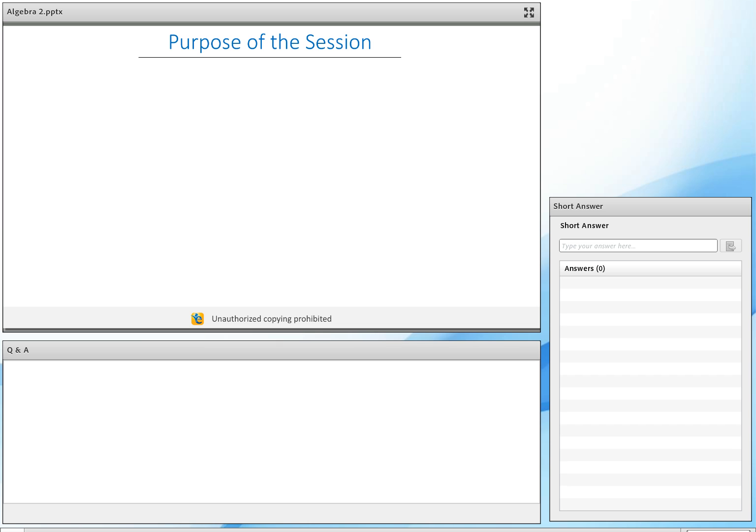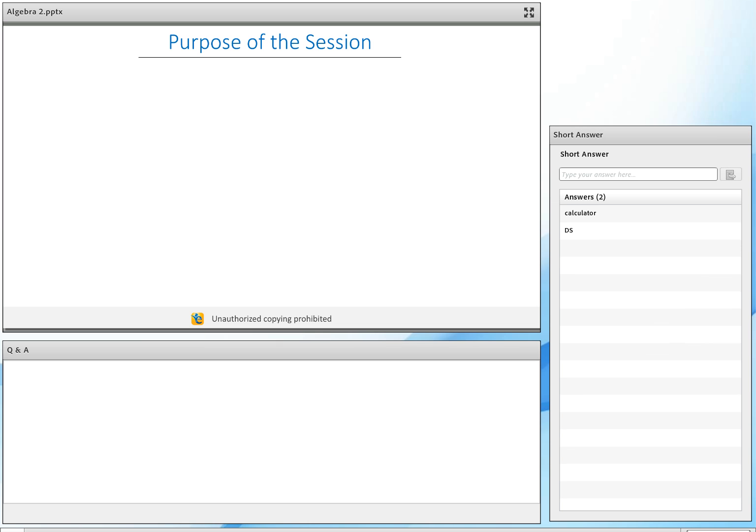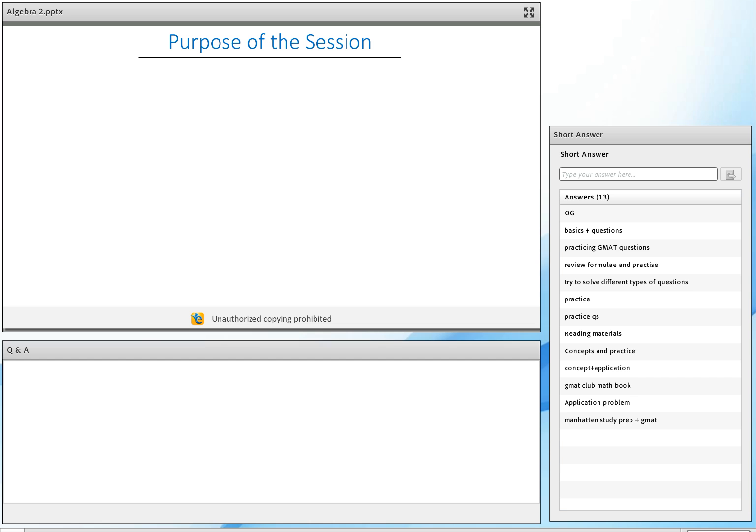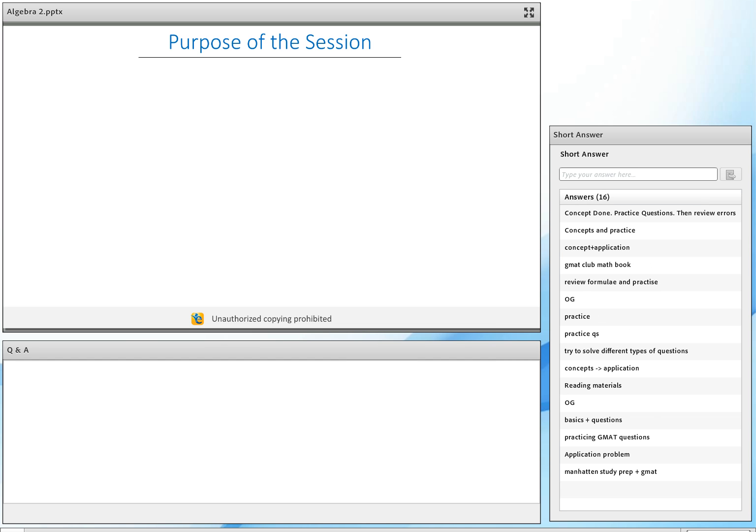Okay, how is it that you're preparing for quant today? What is your method of preparation for quant? And an answer could be that I learn the concepts and then I go practice questions. Okay, GMAT Club Math Book, basics, review formulas, and then practice. Concept plus application, practice questions. Manhattan Prep plus GMAT Prep, I'm guessing, okay. Concepts and then application, okay.